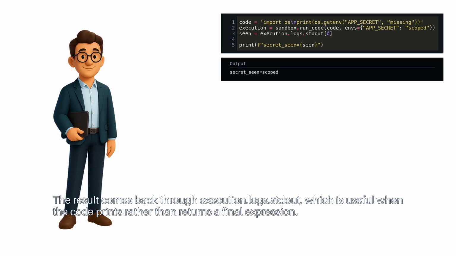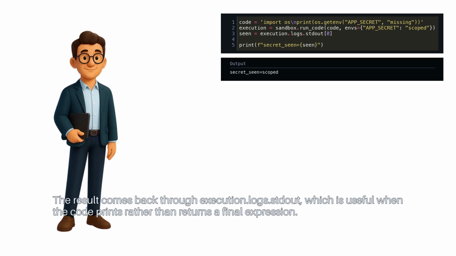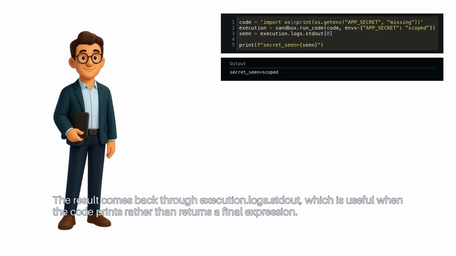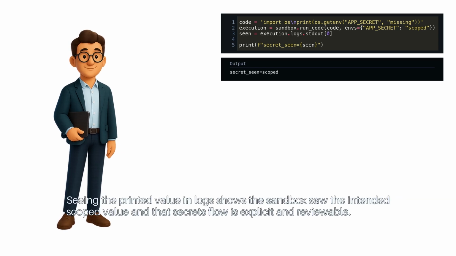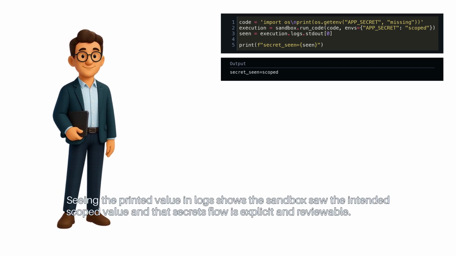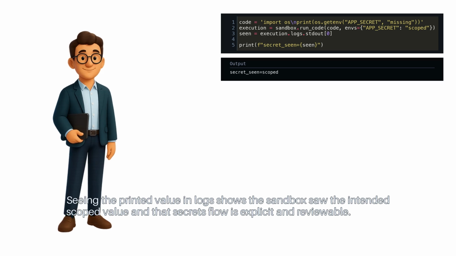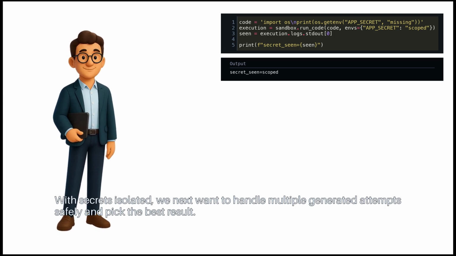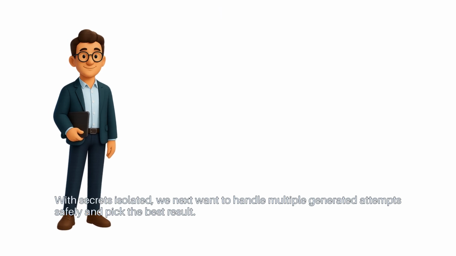The result comes back through execution.logs.stdout, which is useful when the code prints rather than returns a final expression. Seeing the printed value in logs shows the sandbox saw the intended scoped value, and that secrets flow is explicit and reviewable. With secrets isolated, we next want to handle multiple generated attempts safely and pick the best result.